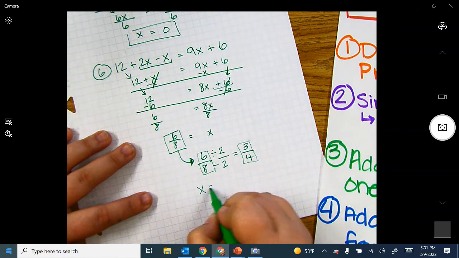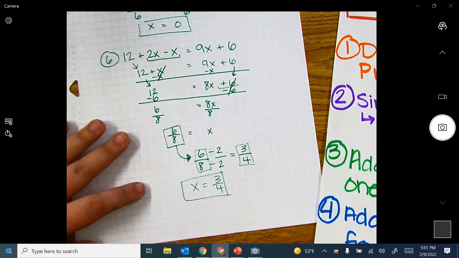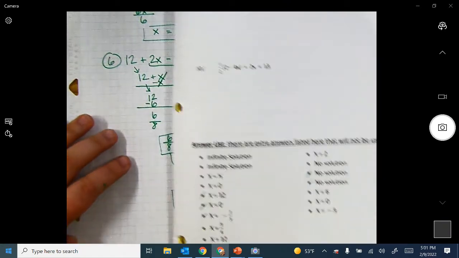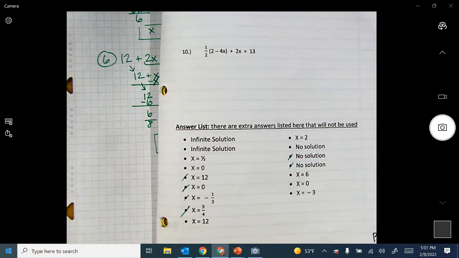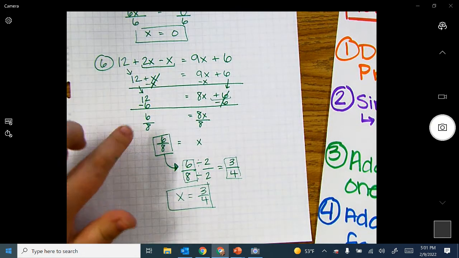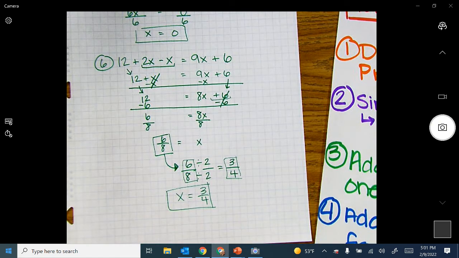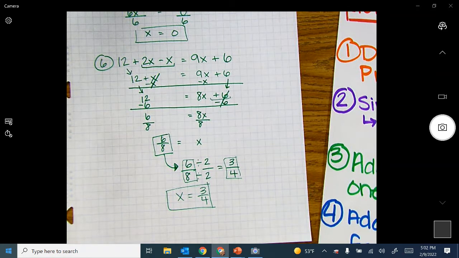So my solution is x equals 3/4. And if I look at my solutions, that is an option. Okay, so x equals 3/4. And if the part that you're confused on is the simplifying from 6/8 to 3/4, yes, that is something that you should know already, but I'm not going to spend time explaining that here right now. So let me know if you need help on that, and I can recommend some videos for you to watch.